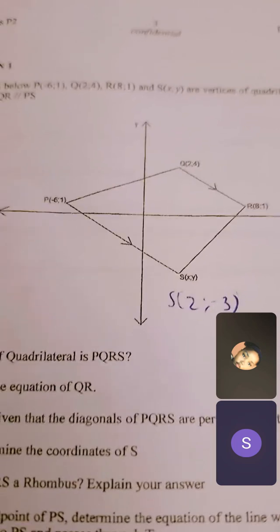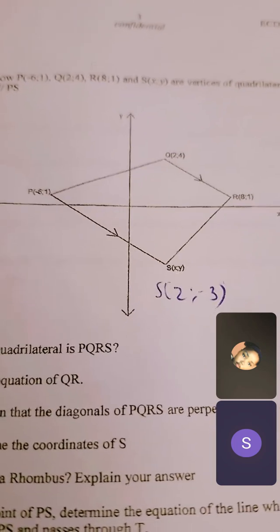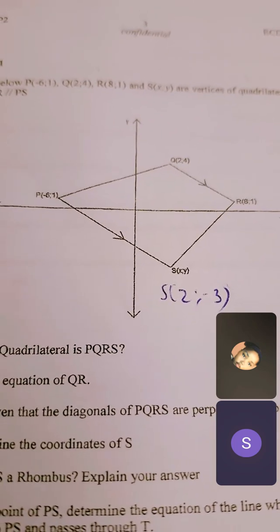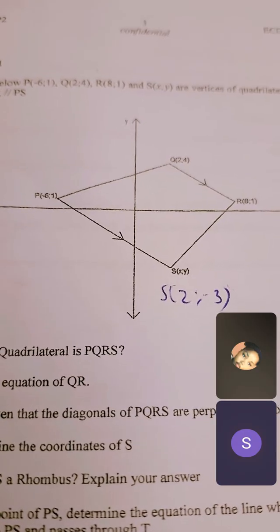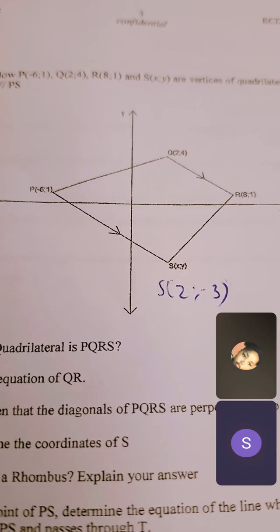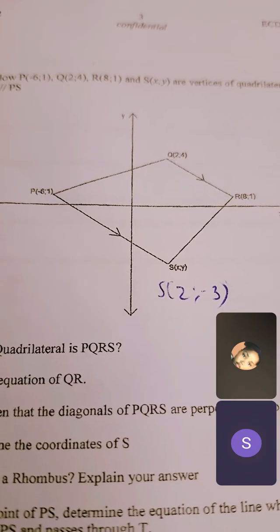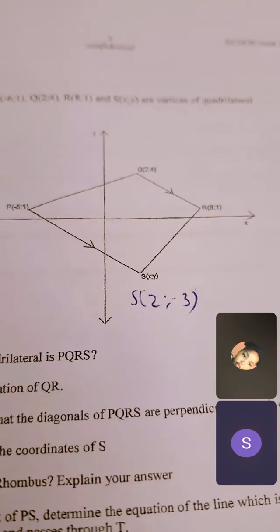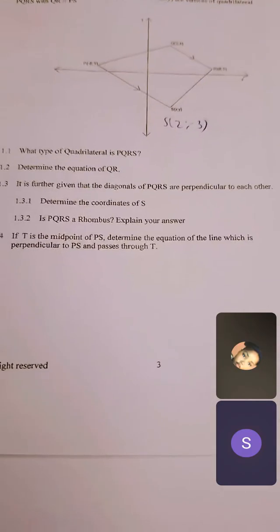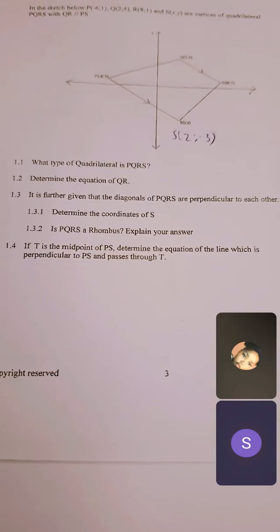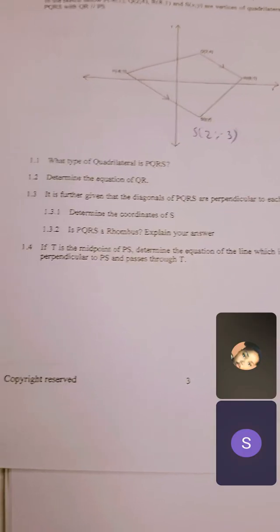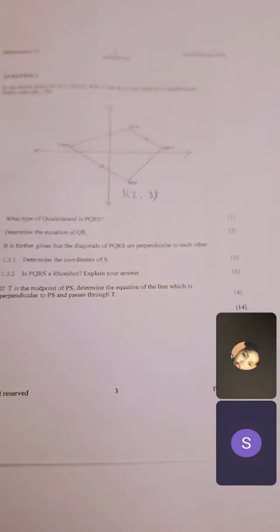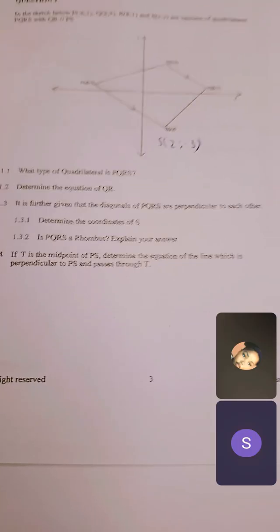Okay, then that means that the midpoints are not shared, right? Yes, sir, which means the diagonals don't actually bisect each other. So if they don't bisect, then it means it's not a rhombus. But guys, had you actually found that it does?